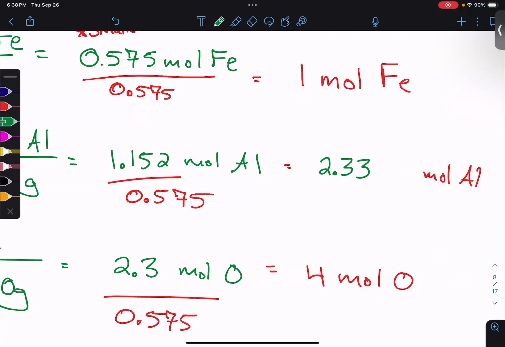Multiply by something. If you don't know, just guess and check. Just take 2.33 and start multiplying by random numbers until you get a number really close to an integer. What are you gonna multiply by? 3, because 2.33 is very close to 2 1/3. So you're gonna multiply everything by 3.